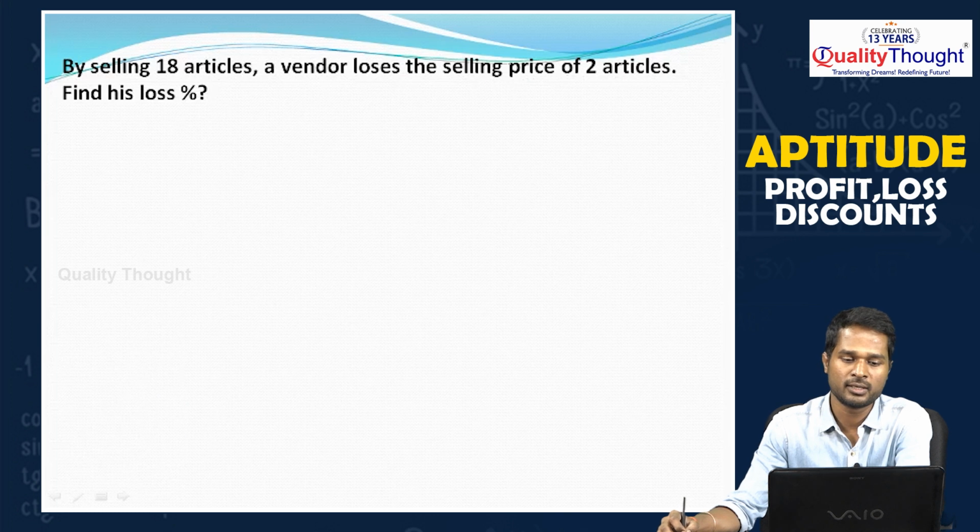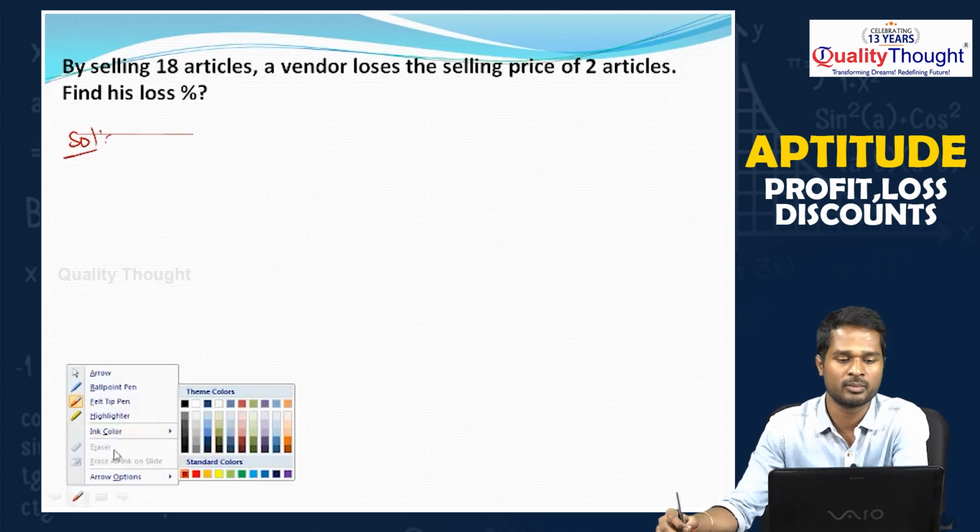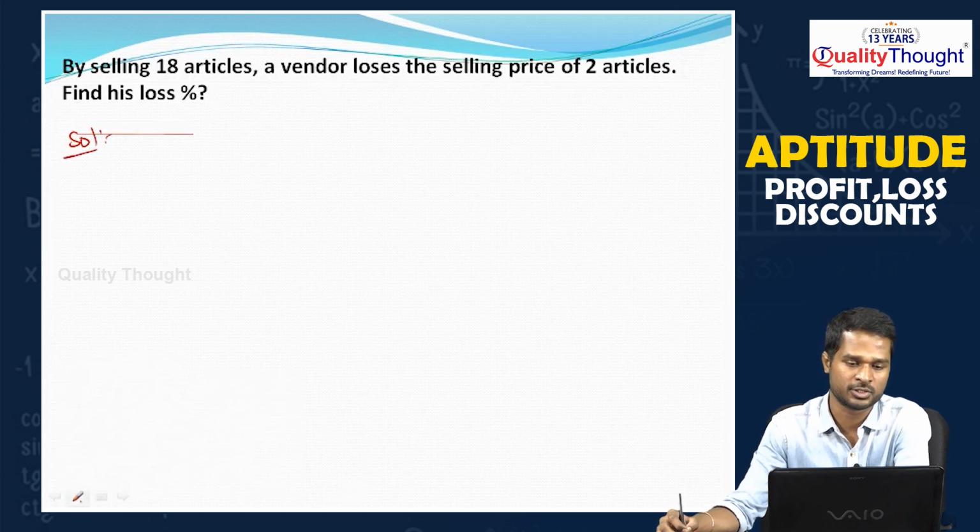So, he sold 18 articles and he got a loss of 2 articles' selling price. Then what will be his loss percentage? As he spoke about the loss in this question, let us write loss. So, loss is equal to cost price minus the selling price. Now, fill these things. First we will fill the selling price. So, he sold 18 articles. So, in the place of SP write 18 S.